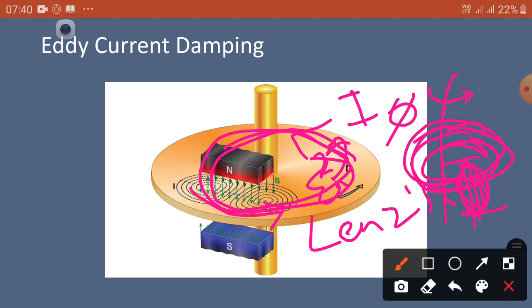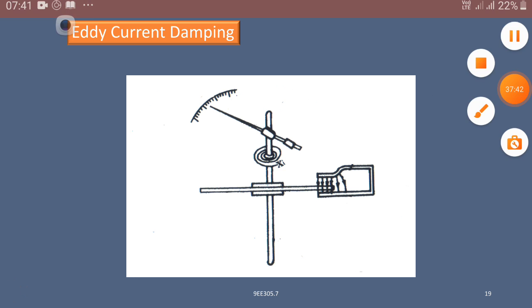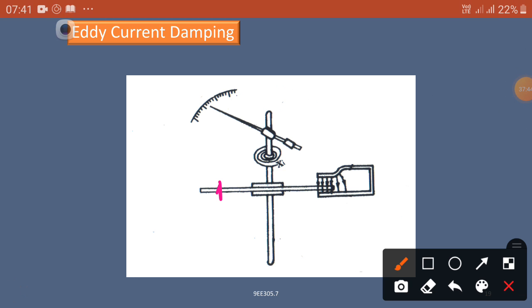Okay, so this is one thing. Now, eddy current damping, you can see here how we are going to use it in our instruments. This is a disc and this is a magnet, with a north pole and south pole, and this is the magnetic field. If the disc rotates in that field and cuts the lines of force, it induces an EMF and current, and it produces a flux. This flux opposes the rotation of the disc.